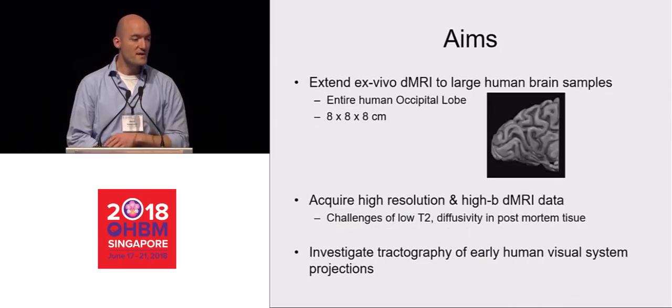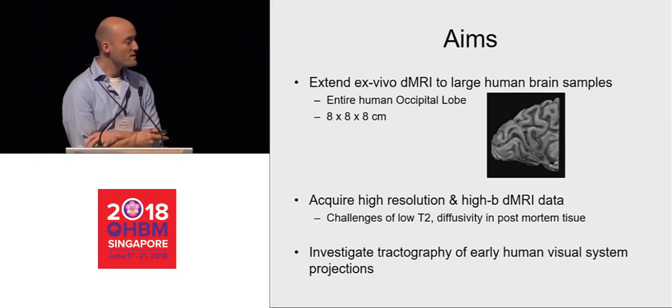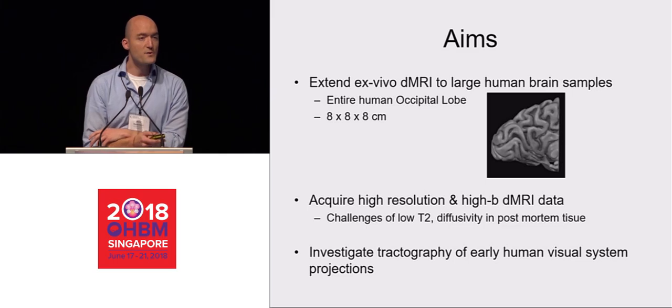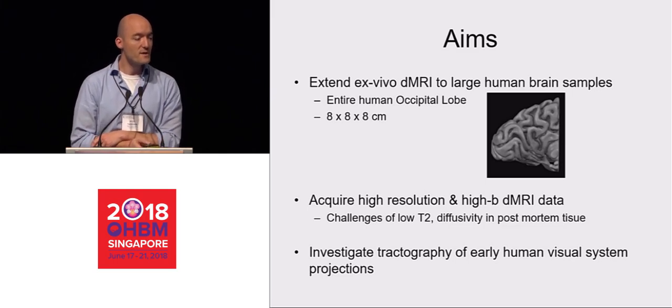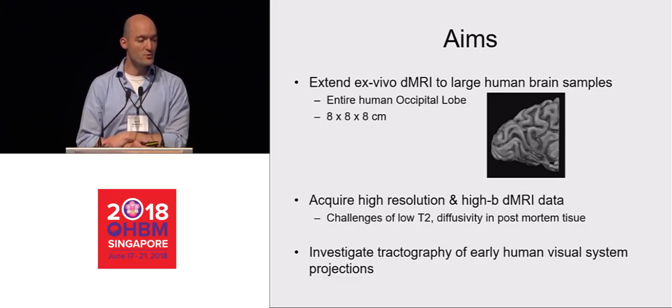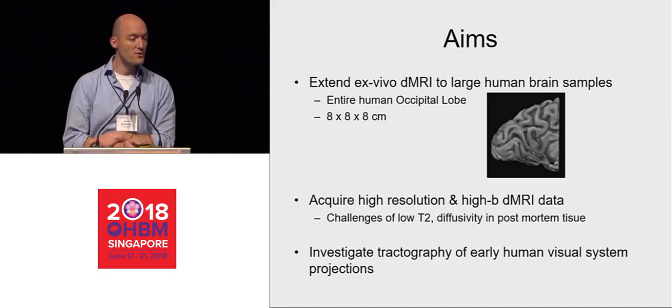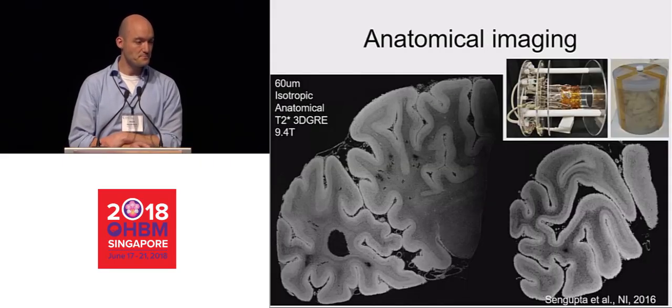So the aim of this study was to extend ex vivo diffusion MRI to very large human brain samples. The object of study that we took was the entire human occipital lobe. So that's about a 3D field of view of 80 millimeters, or 8 centimeters cubed. We wanted to acquire high resolution and high b-value diffusion data, and we have to do that with the challenges in postmortem tissue of low T2s and low diffusivity. And we wanted to investigate tractography of early human visual system projections.